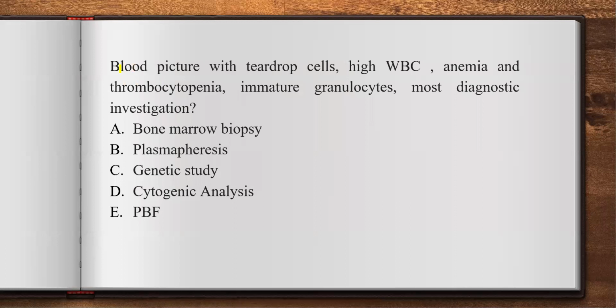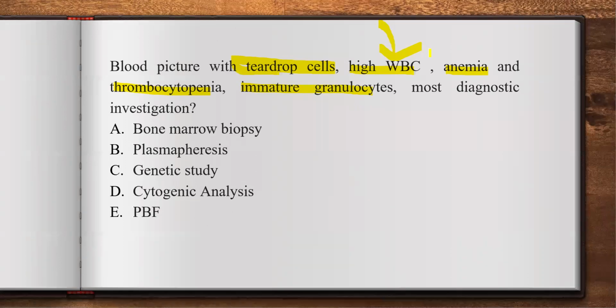So you have been given a blood picture with teardrop cells, high WBC, anemia, thrombocytopenia, and immature granulocytes, and they're asking what is the most diagnostic investigation. If you look at this blood picture, what's your most likely diagnosis? You see that there is a high WBC count. Getting a high WBC, you should suspect that this patient is most likely having leukemia, or sometimes it could be lymphoma also.